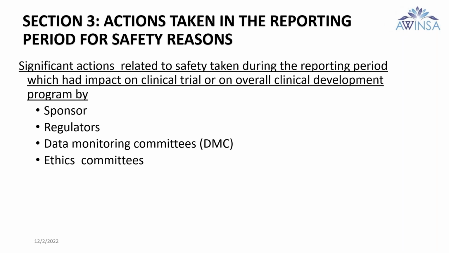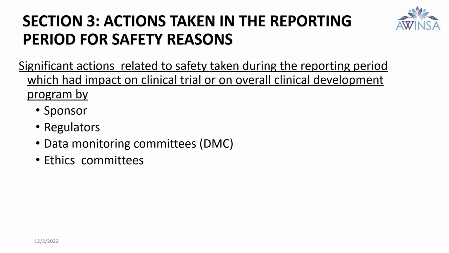Section 3 should talk about significant actions related to safety that have been taken during the reporting period by the sponsors or the regulatory authorities. It could be the data monitoring committees or ethics committees, which have an impact on the conduct of the specific clinical trials or on the overall clinical development program. Of course, if there is any change to the RSI, there is a separate section for that.